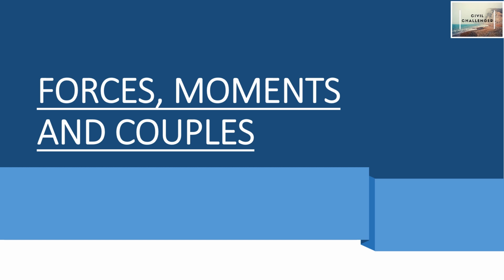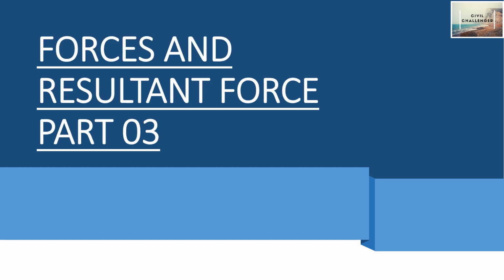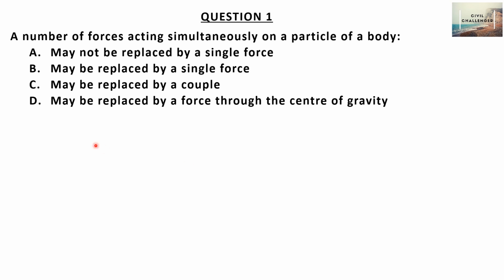In this video, we are going to see some more questions from forces, moments and couples. So the first question is, a number of forces acting simultaneously on a particle of a body. Option A, may not be replaced by a single force. Option B, may be replaced by a single force. Option C, may be replaced by a couple. Option D, may be replaced by a force through the center of gravity.